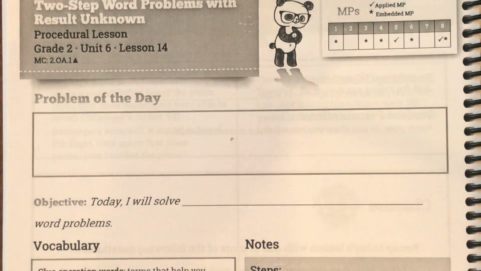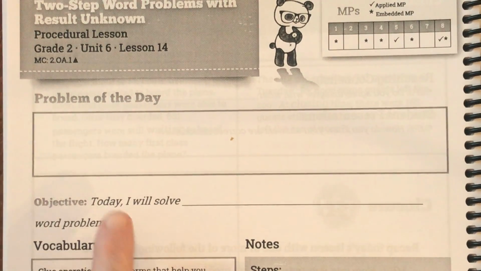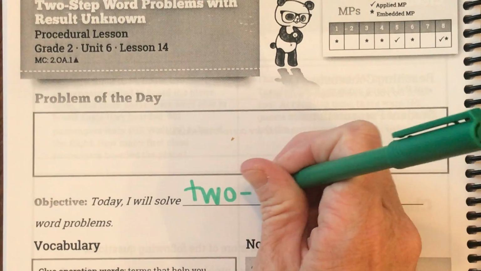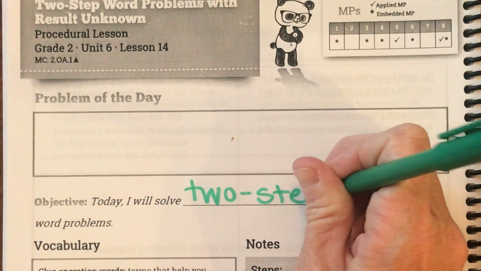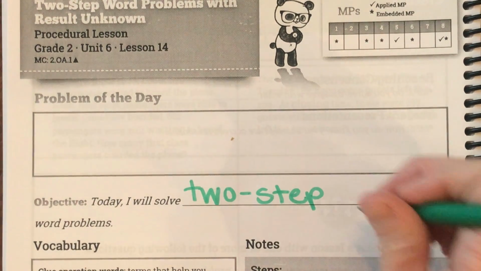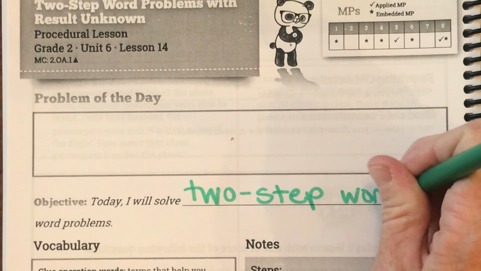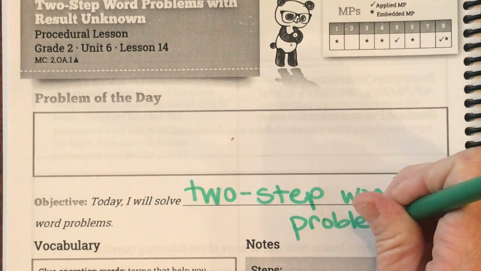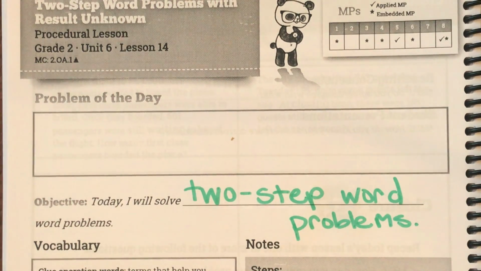Good morning, second graders. Today we are on page 135, and our objective or goal today is: today I will solve two-step word problems. So today we're going to solve two-step word problems.